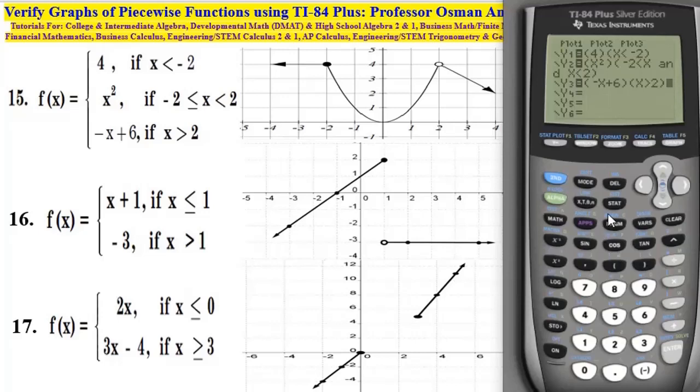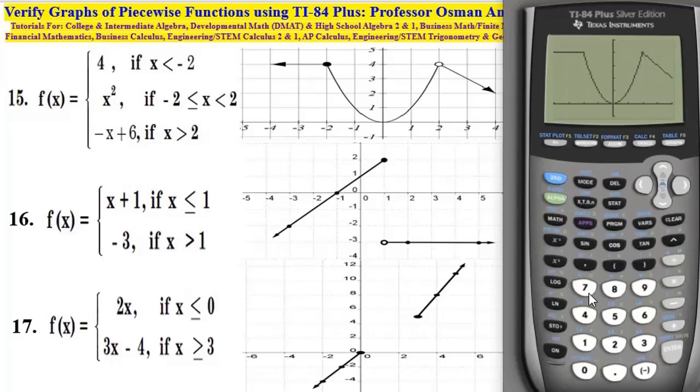So we'll adjust the window, the x values from minus 4 to 4, and the y values from minus 1 to 5. Okay, and graph. And here is a graph. Okay, so the next one is f of x is equal to x plus 1.